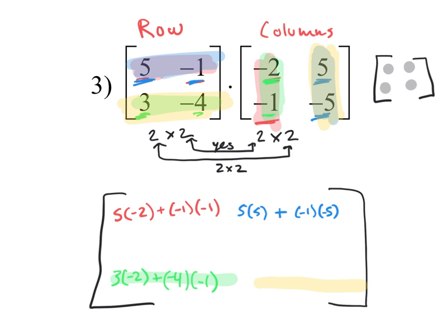What do we do first? 3 times 5, plus -4 times -5. Now we just need to work out all the math.